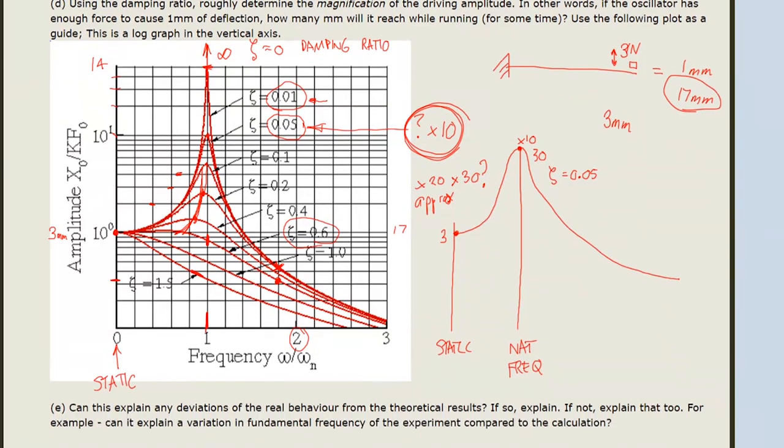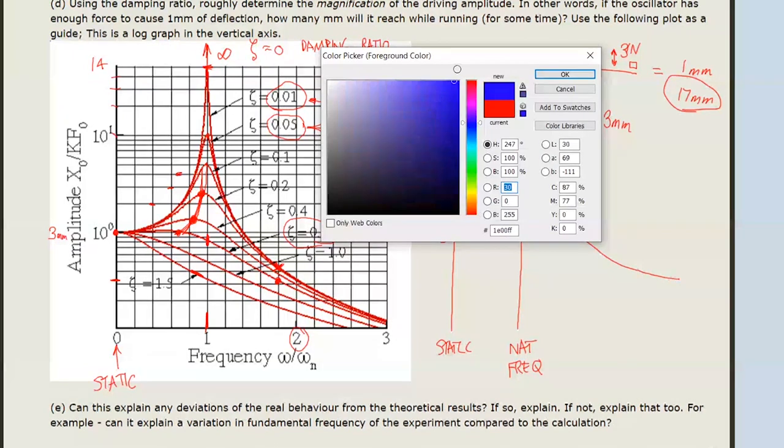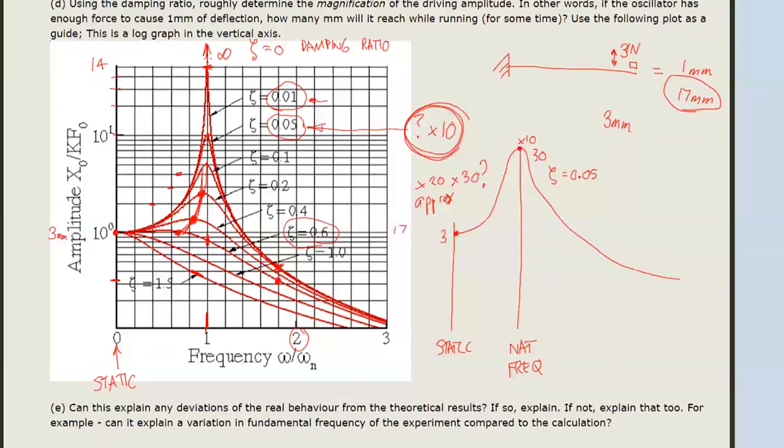And explain any deviations in real behavior. So if you had a different frequency in the experiment to the one that you get on Inventor or the one that you calculate by hand, then sometimes the damping ratio could explain that, because if there's a fair bit of damping, that's going to cause the frequency to shift a bit. The maximum frequencies will shift over here. But in our case, our damping ratio is so small because we're way up here somewhere, then it's going to be pretty much dead on the natural frequency of the object.